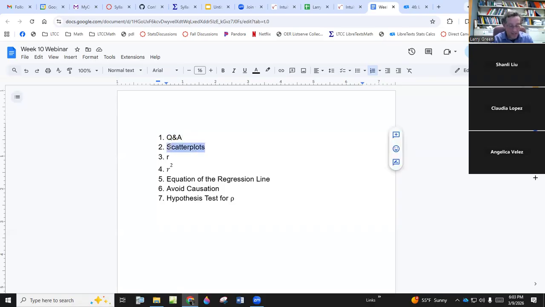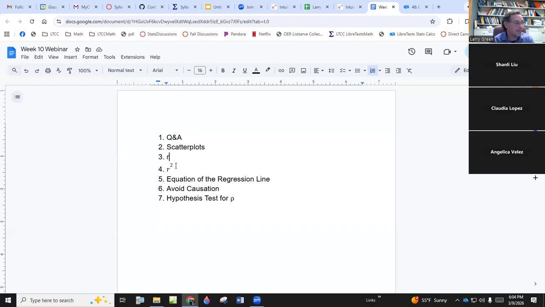So what we're going to be looking at are some of the key pieces. One is scatter plots. I've mentioned scatter plots before, but now we're really going to get into them. And then this sounds easy, it's just a letter, R. But R is going to be called the correlation. You've probably heard that word before, and we'll talk about how you interpret it.